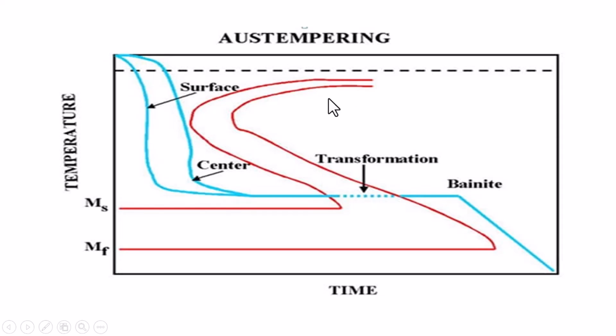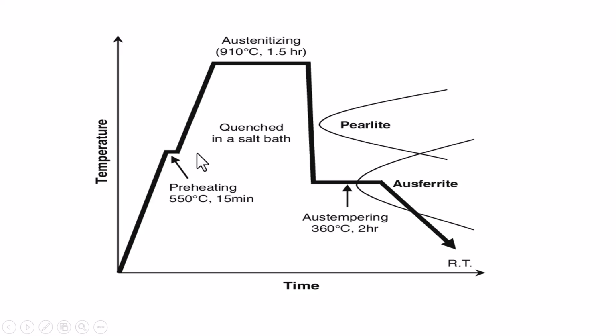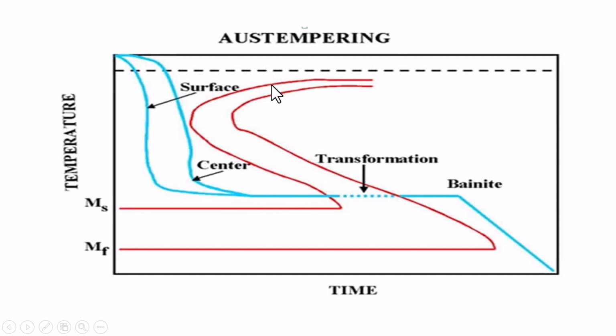So here you can see the figure of the austempering process. This is actually from a TTT diagram, the time temperature transformation diagram. Don't get confused. It is called a C curve, simply a C curve. You can see two lines: this is transformation start and transformation finish. Anyway, don't get confused about this part.